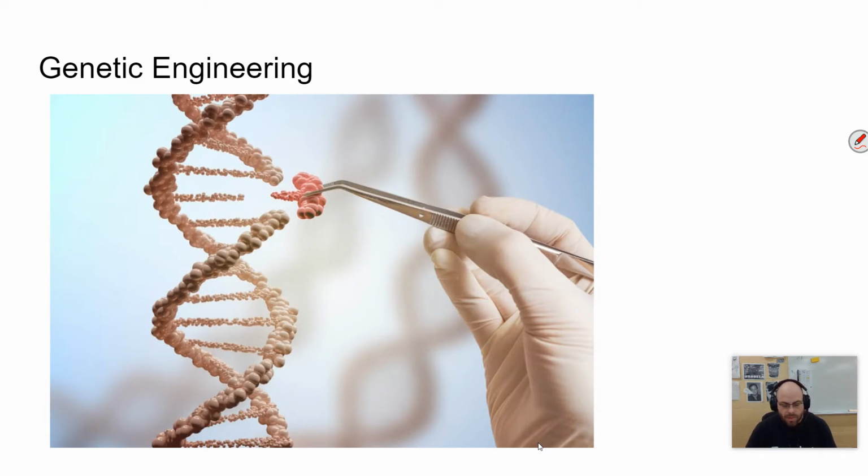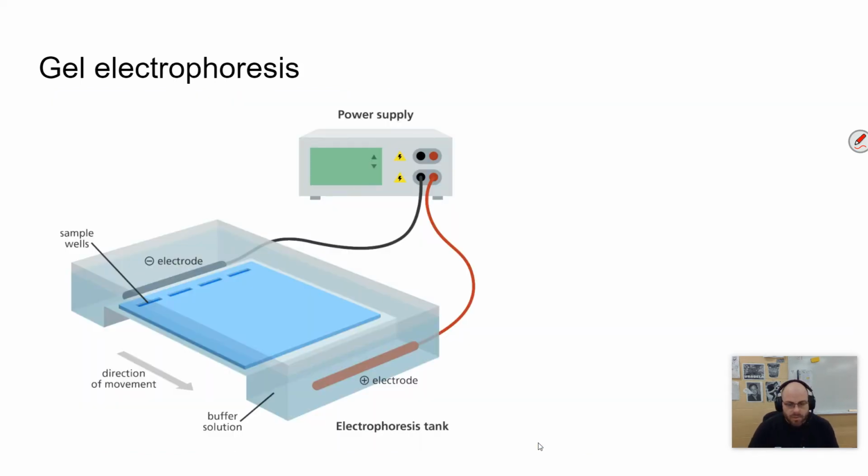We're going to talk about three specific techniques for genetic engineering. We're going to talk about gel electrophoresis, PCR or polymerase chain reaction, and then DNA sequencing as well. We're also mentioning some bacterial transformation that we've talked about already.